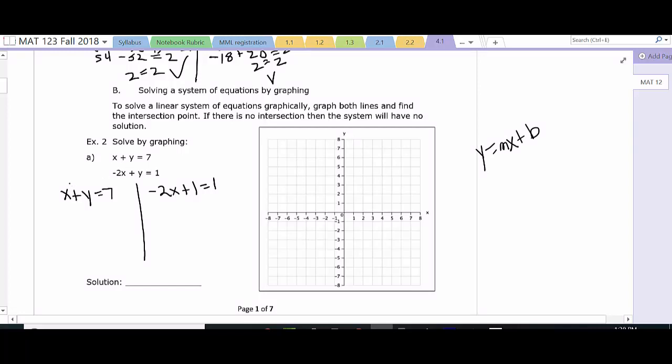On this first equation, I'm just going to move the x to the other side, so I get y equals negative x plus 7. Just to review, what is the slope now that I've solved it for y? Negative 1. The slope is the number in front of x, and we're going to put that over 1 because we have to count out the rise over run. And what's the y-intercept?